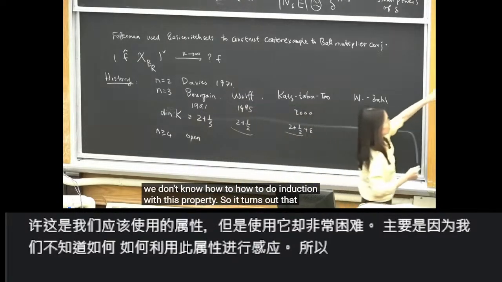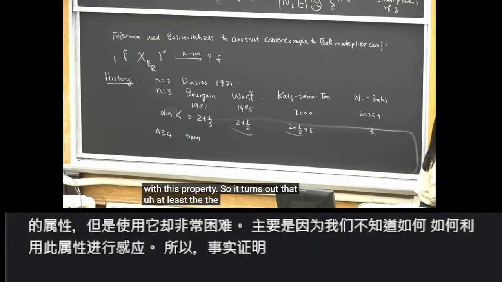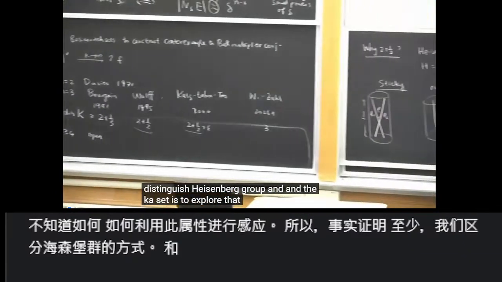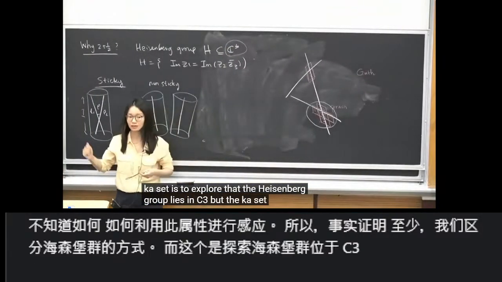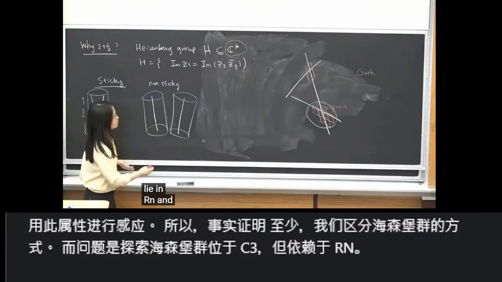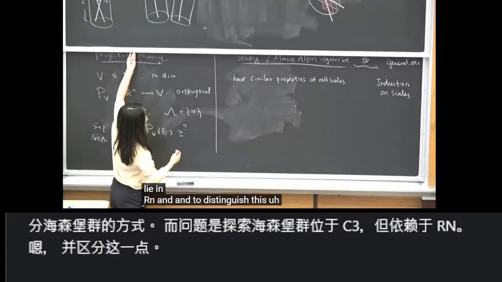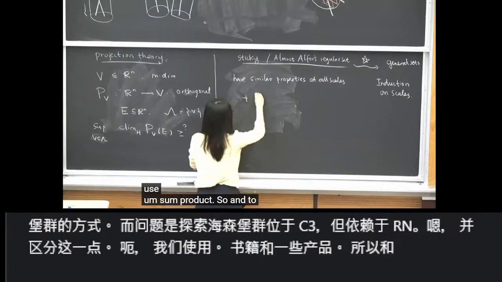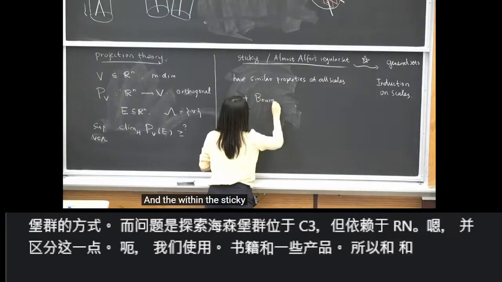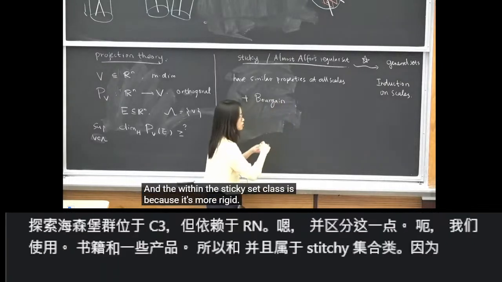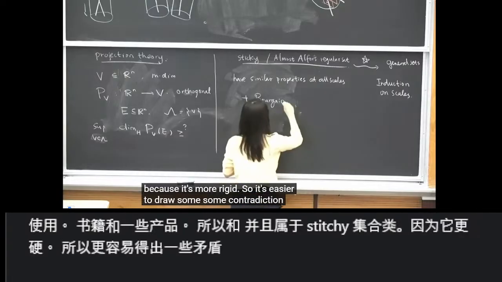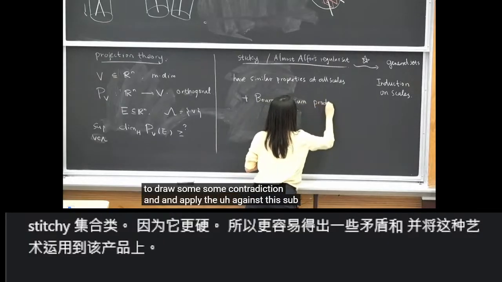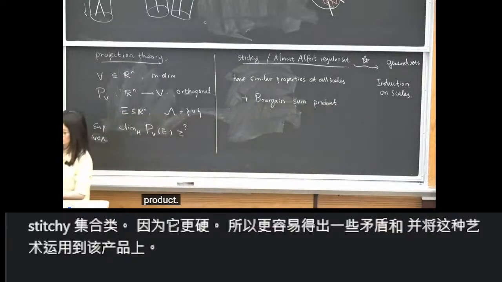So it turns out that the way we distinguish the Heisenberg group and the Kakeya set is to exploit that the Heisenberg group lies in C3, but the Kakeya set has to lie in Rn. And to distinguish this, we use Bourgain's sum product. Working within the sticky set class is useful because it's more rigid, so it's easier to draw some sort of contradiction and apply Bourgain's discretized sum product.